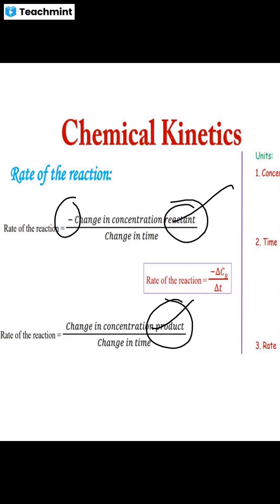Here the positive sign means an increase in the concentration of the product. The special phrase is that the disappearance of the reactant is equal to the appearance of the product. So this is the rate of the chemical reaction.